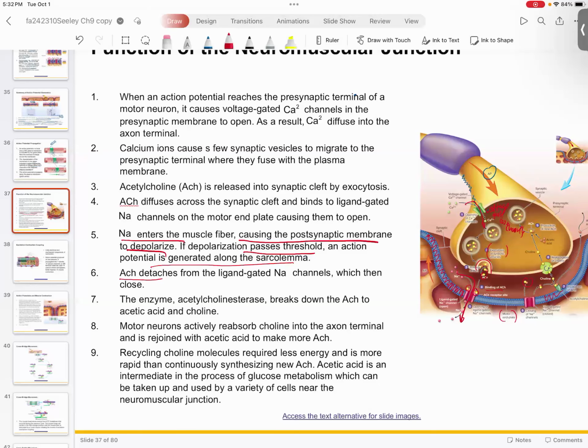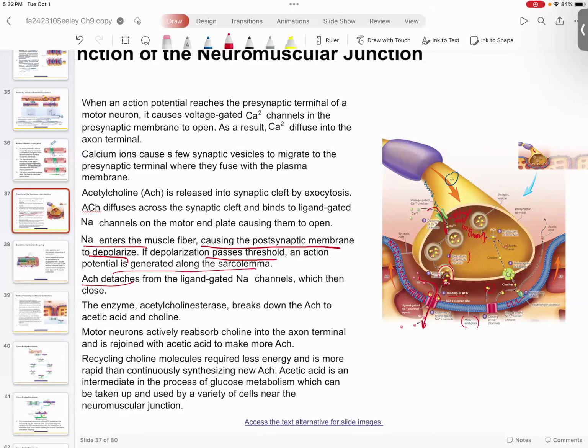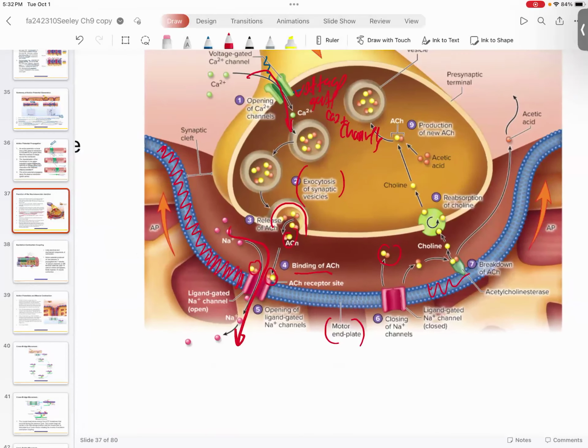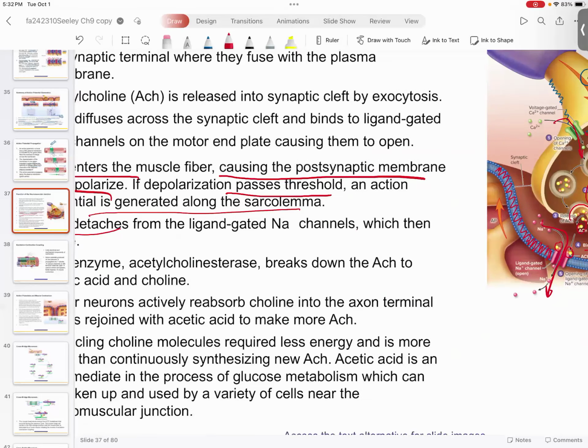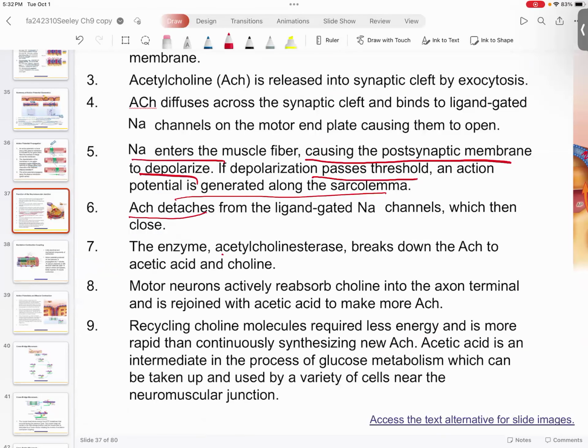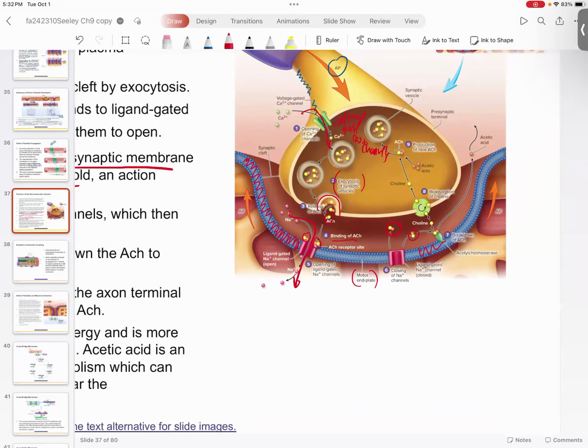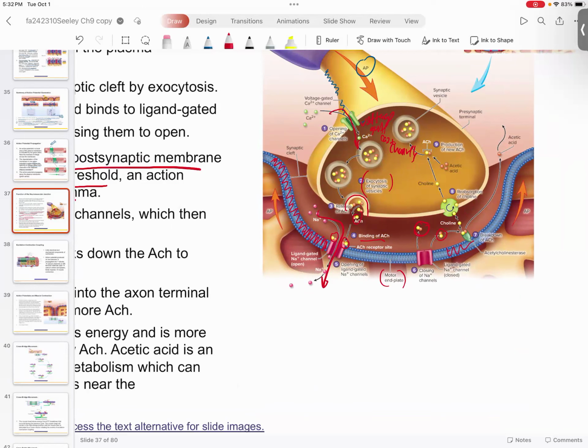The first thing you have to do is acetylcholine will detach from the ligand gates. So for instance, here you can see you've got number 6, which is the closing of the sodium channels and the detachment of the acetylcholine. So you can see the acetylcholine is detaching. And the next step, once it detaches, is that the enzyme acetylcholinesterase, which is a specific enzyme that breaks down acetylcholine into its constituent parts, acetic acid and choline, will come in and cleave the acetylcholine and cut it in half.